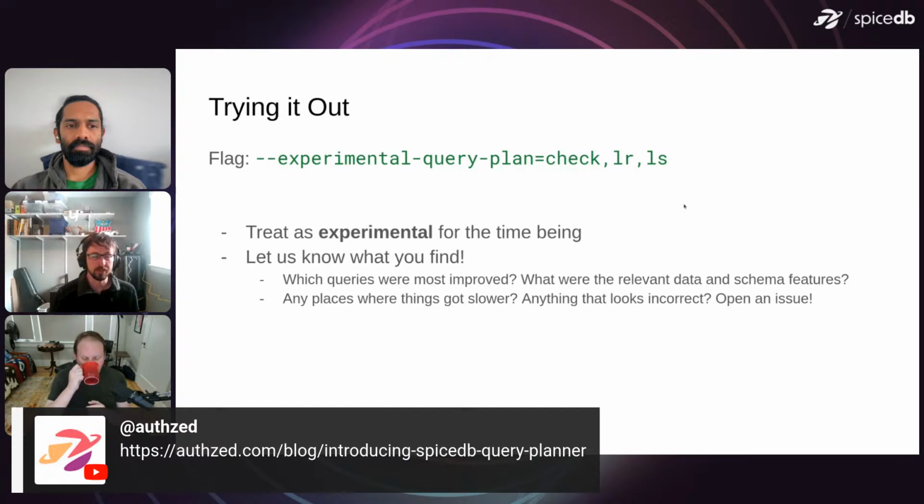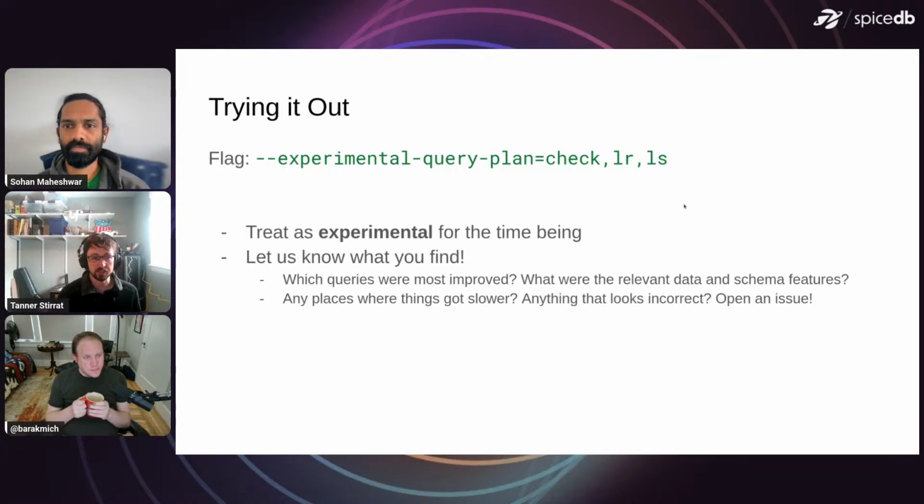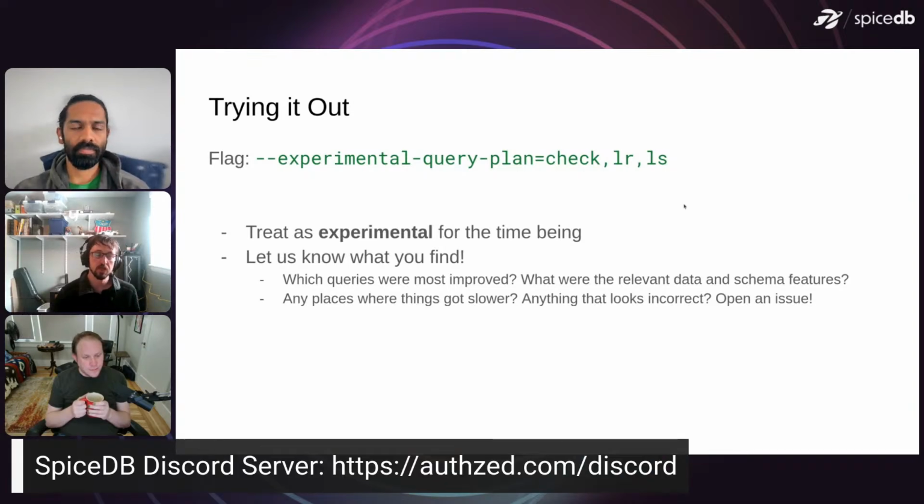So it's not prod ready yet, but we do encourage you to try it, especially if there are particular queries or particular features of your workload that feel pathological. Like it just feels like there should be some way to make this work faster. Why is it not working faster? We'd love to know what you find when you try it out. Which queries were most improved? What were the relevant data and schema features? Were there any places where things got slower or where things looked incorrect? We'd love if you get at us on Discord or open an issue on the SpiceDB repository.